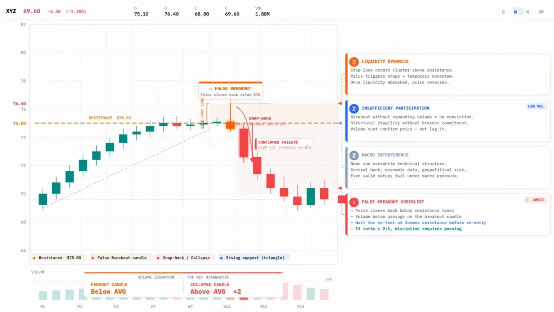Every breakout trader must understand the primary risk, the false breakout, also known as a fakeout or head fake. It is one of the most costly errors in technical trading. Understanding its mechanics preserves capital. They occur for three primary reasons.